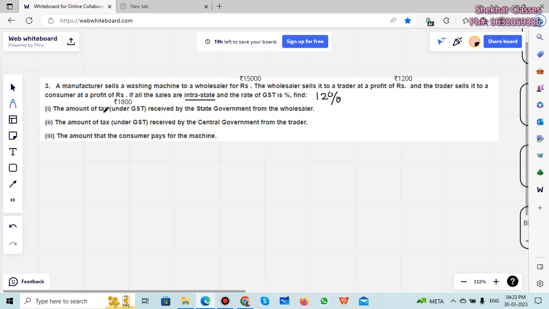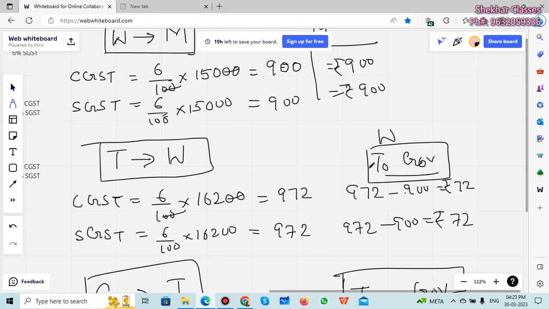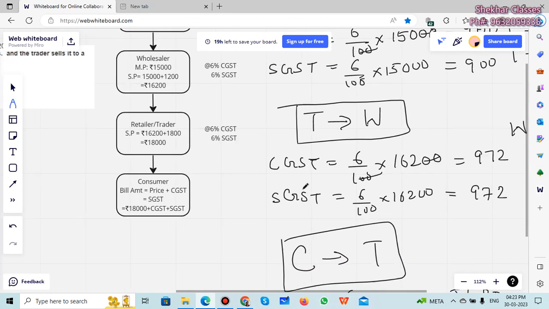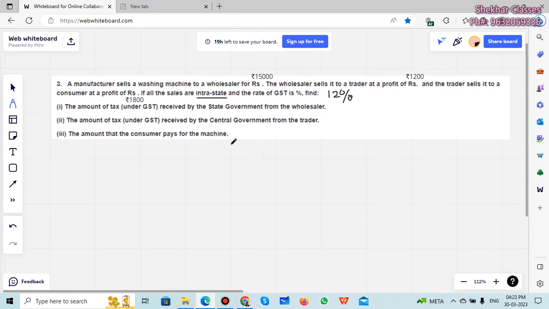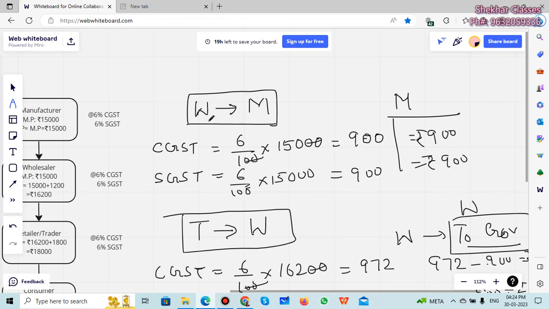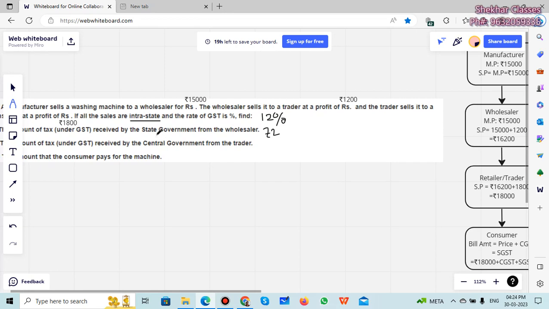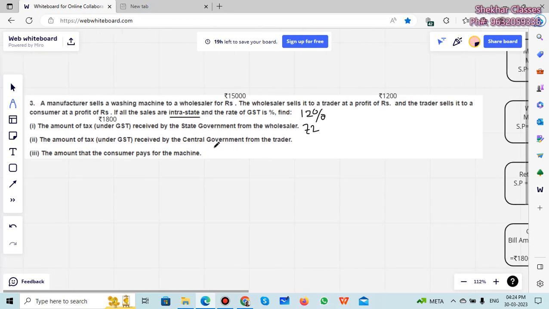First question, the amount of tax under GST received by the state government from the wholesaler. So from the wholesaler to the government, how much is that? 72 rupees, right? Under GST received by the state government, 72 rupees. Amount of tax received by the central government from the wholesaler: this is the state government 72, and the central government also 72.